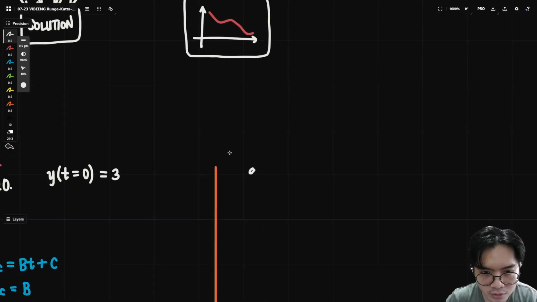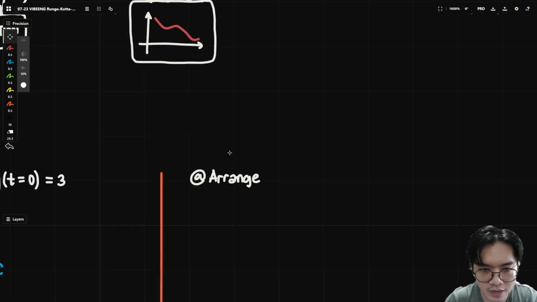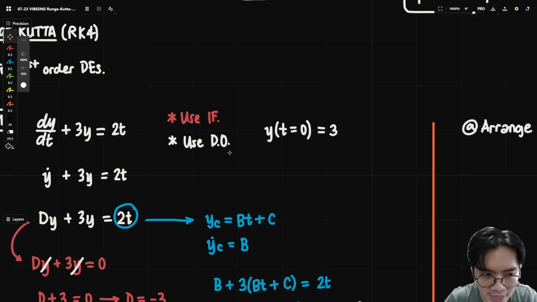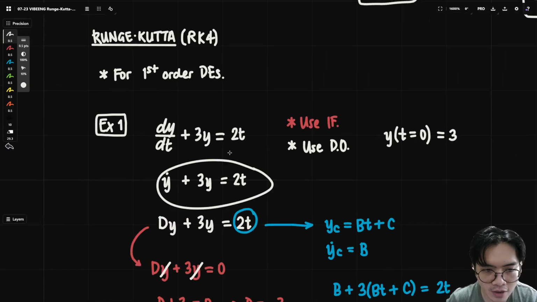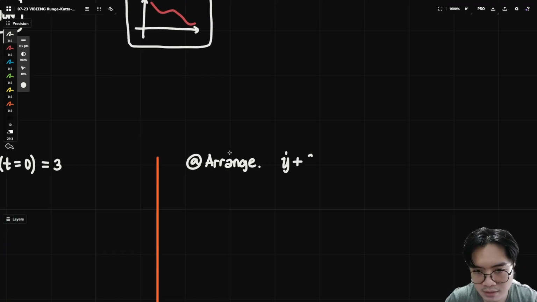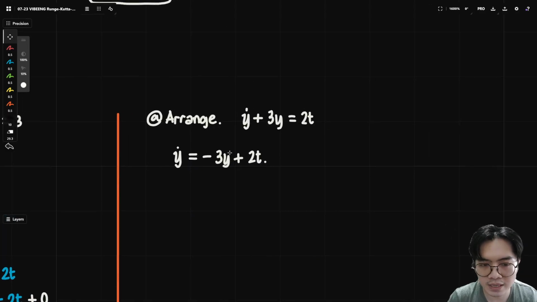First and foremost, you need to arrange your function such that may iwan lang ay y dot. Y dot is equal to blah, blah, blah. Okay? So currently, this is our function. So we will have y dot plus 3y is equal to 2t. So our function ngayon will be y dot is equal to negative 3y plus 2t. This will be our function.